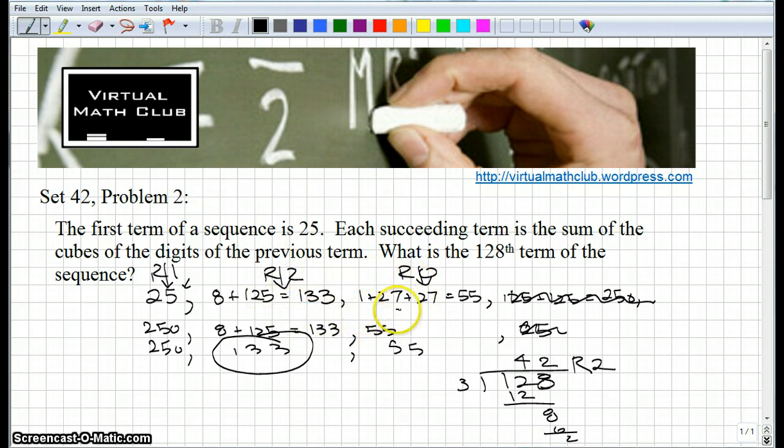So when we have a remainder of 2 in this case with this 3-term sequence, that puts us at the 2nd term in the sequence, which is 133. So our answer is, when we get to the 128th term, we're going to be at 133. Alright, so there you go.